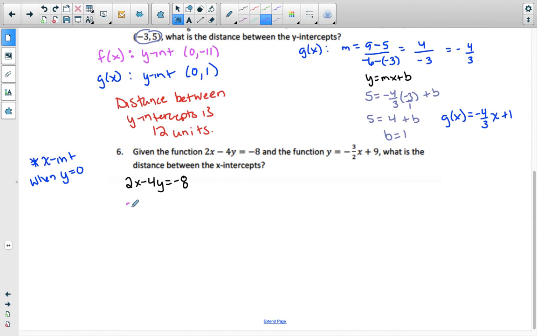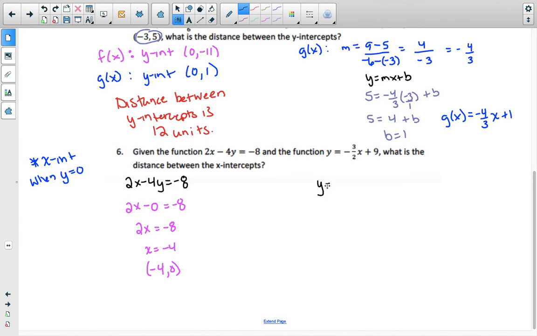So we'll keep our 2x minus 4 times 0 is 0. So that'd be minus 0 equals -8. So we have 2x minus 0 is 2x equals -8. We're going to divide by 2 on both sides, so x is equal to negative 4. Our x-intercept for this would be negative 4, 0. This is our x-intercept for this first one, because we're replacing y with 0, because we know x-intercept is when y is 0. We'll do the same thing for this equation.